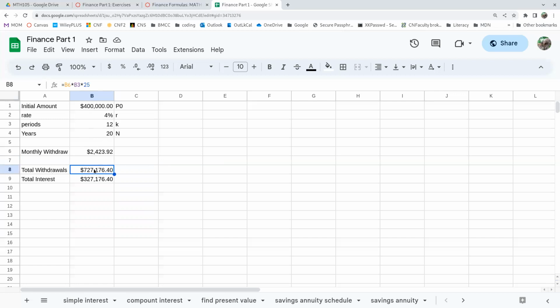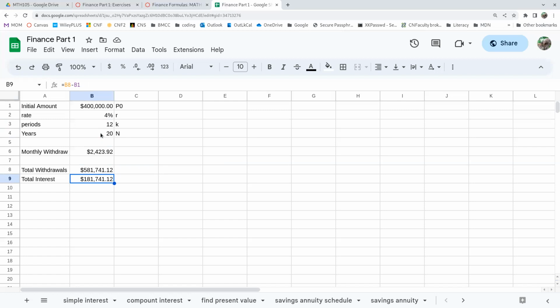Total withdrawals. So let's start over there. What am I doing? Well, I'm taking this amount of money right there times 12 months per year times 20 years. That's the amount of money I'm withdrawing from the bank. So altogether from the bank, I'm withdrawing $500,000.